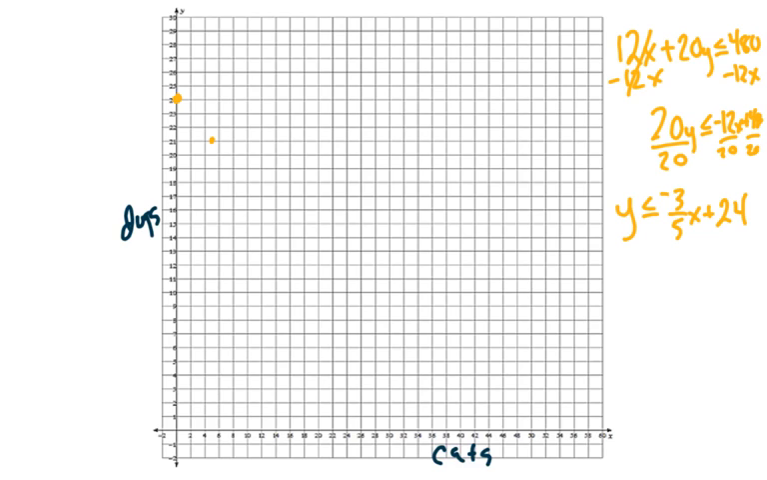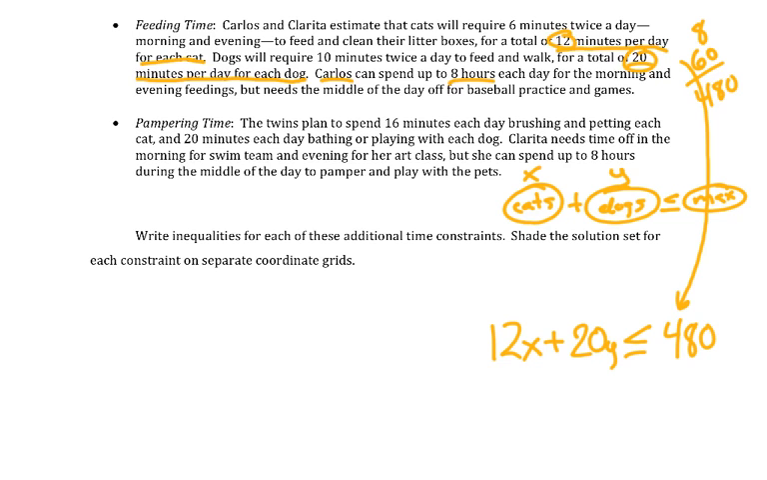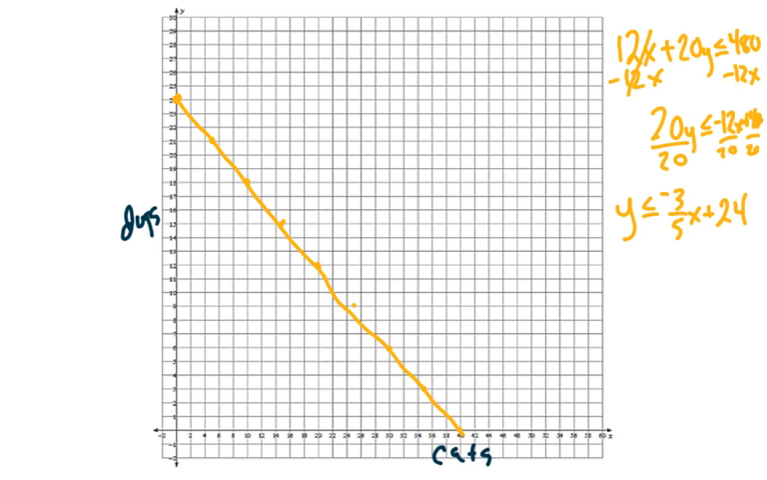Let's count by 2, so it'd be 2.5 boxes. So I can just go down like this, and this is one way I could do it. Then I draw my graph and recognize: do they have to use all 480, all 8 hours? No, they could do less, so any of these points underneath would also be included since it's an inequality.